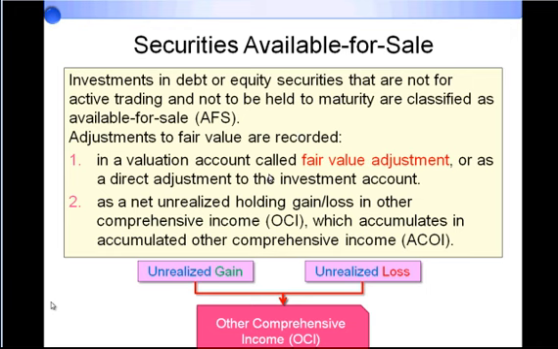Now, again, it's kind of a hybrid between the two. We do recognize the actual adjustments to fair value, but they do not directly affect the income statement, and they don't directly affect the balance sheet. Instead, they're in supplementary portions of those. So what happens is we look at the adjustments to fair value. We still use either our valuation account or directly adjust them, and that's how they're recorded on the balance sheet side.